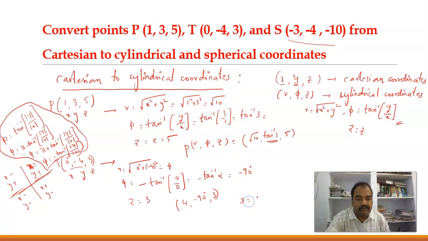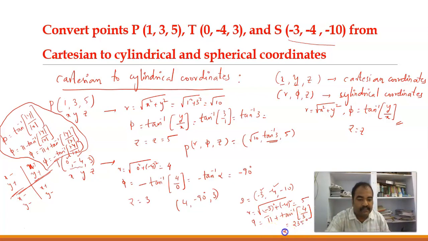Now the third point, S. Here S is given as minus 3, minus 4 and minus 10. So r is equal to square root of minus 3 square plus minus 4 square. It is 5. For phi, since this is negative and this is negative, what is the equation? This is the equation, right? Pi plus tan inverse of mod y, which is 4, by mod x, which is 3. So what is the angle which you will be getting? You are supposed to write down here. You will get somewhere around 235 degrees, I think.